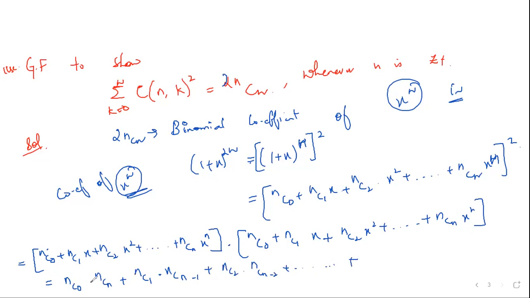Again, the first term will be the last term, the second term will be the second last term and so on. So the last term is NCn into NC0. Sorry, it's not plus, it is into. Why are we getting this term? Because NCn of the first bracket will be multiplied with NC0 of the second bracket. Again, it will have the power x power n.